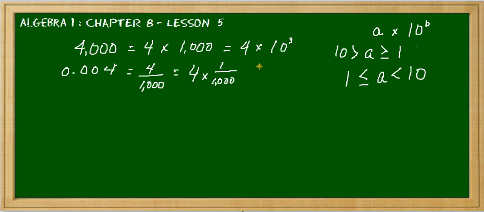So now let's write that as 4 times 1 over 10 to the third power. Okay, now we see how these look very similar, with the exception that in this case we're dividing the 1,000 into 1, and we also know, and let's write it down here, that when we express 1 over 10 to the third power, we can express that as 10 to the negative 3 power.